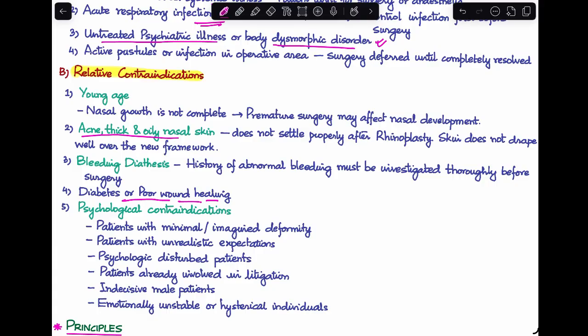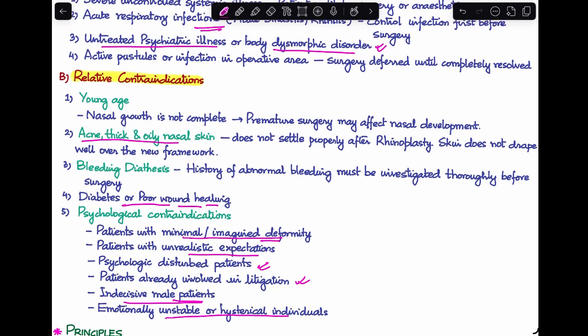And lastly, there are some psychological contraindications, like patients who have minimal or imagined deformity or who have unrealistic expectations, psychologically disturbed patients, patients who are already involved in litigation. Maybe you don't want to take those cases up. Indecisive male patients, usually it's been seen that male patients are much harder to deal with, and they become more problematic in these cases. Also, emotionally unstable or hysterical individuals.